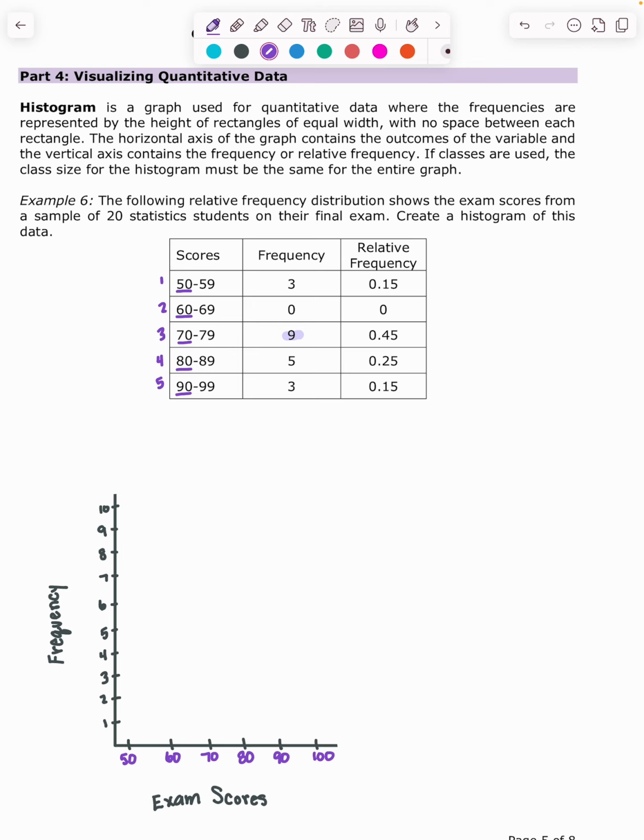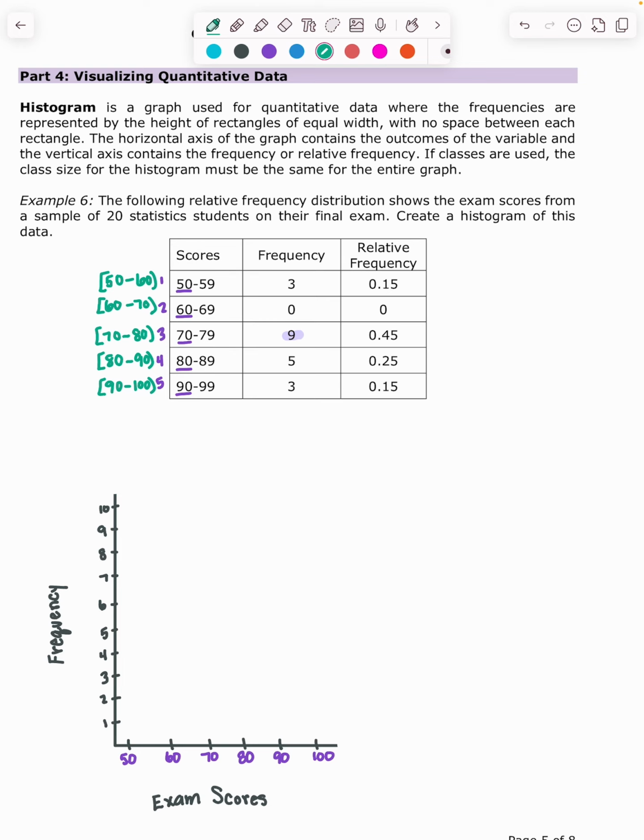Now, the reason why we have to go one further is because when we make our histogram, we're actually going to be reading the histogram more like the other way of writing our classes. So it's more like this notation where we had the 50 up to but not including 60. And then we had 60 up to but not including 70, 70 up to but not including 80, 80 up to but not including 90. And then this last one would be 90 up to but not including 100.